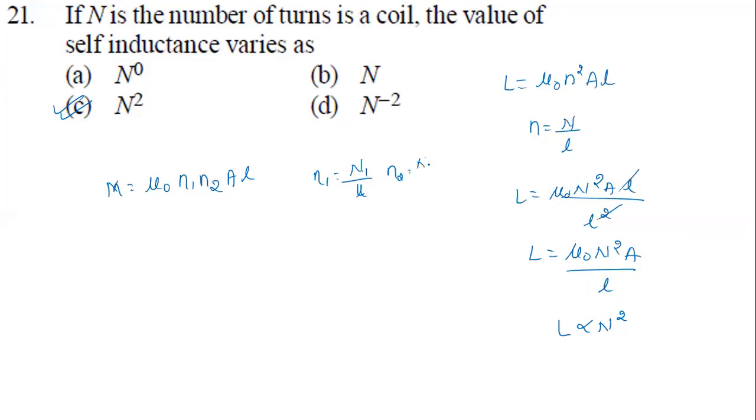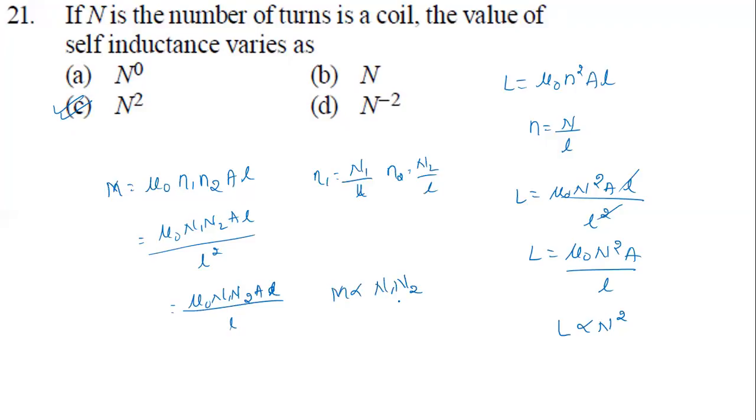N2 is N2 by L. So we are going to take now mu naught N1 N2 A L divided by L square. So in that case, it is mu naught N1 N2 A L, L is going to cancel, divided by 1. So in this case, M is proportional to the product of N1 and N2, the number of turns. Okay, this is in the case of mutual inductance if they give. You should think in this way: what are all the possible ways?